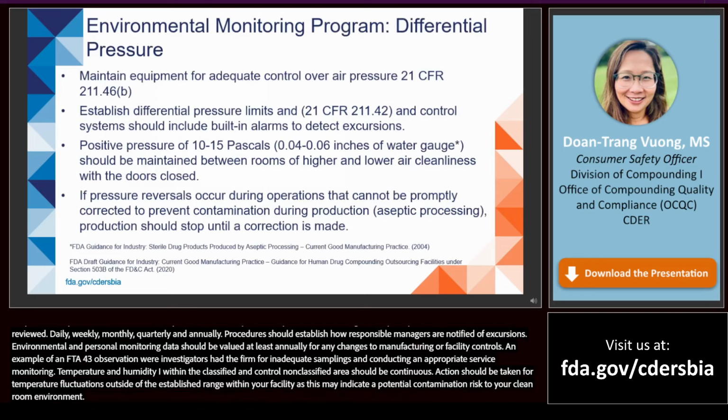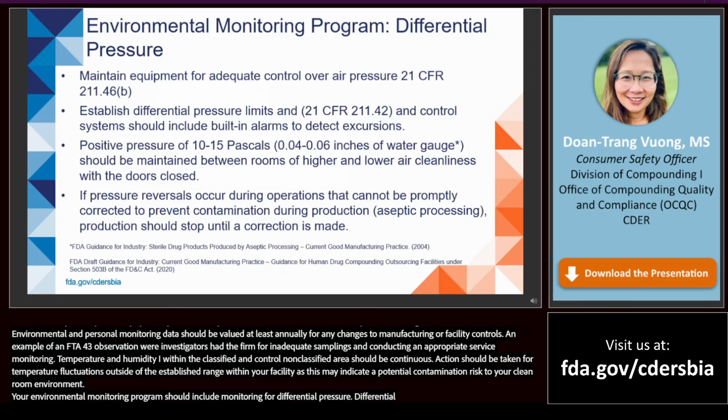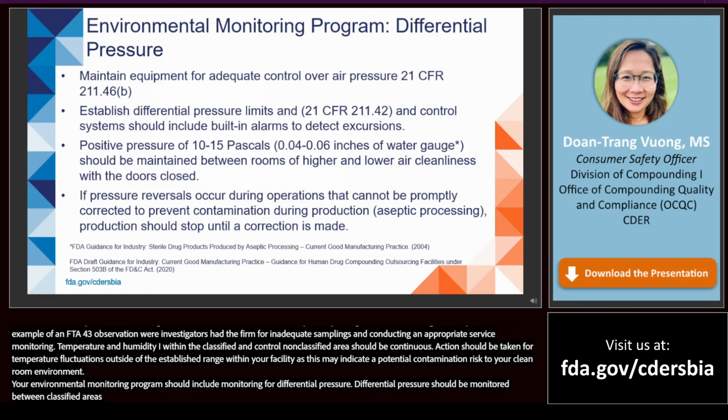Your environmental monitoring program should also include monitoring for differential pressure. Differential pressure should be continuously monitored between your classified areas and between classified and unclassified areas. Your environmental monitoring program should have established differential pressure limits with an alarm system to notify when there's an excursion.